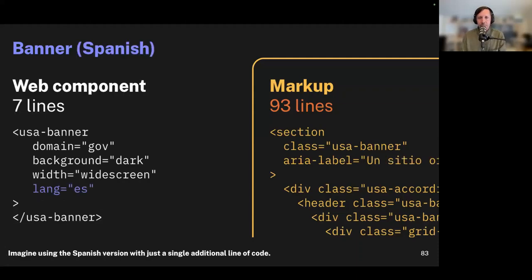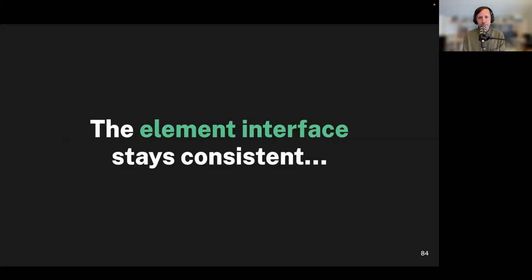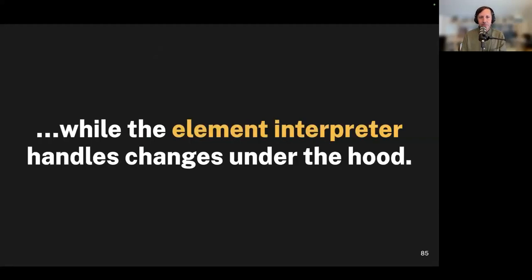Slide 83. So for example, what if we wanted to display the Spanish version of the banner? Instead of copying all the Spanish language copy and metadata into a custom template, we could just maybe add a new attribute, lang equals ES, and the banner updates to Spanish with just a single line of code. Slide 84. Clear, concise, configurable, and consistent custom elements. The element interface stays consistent, slide 85, while the element interpreter handles changes under the hood.